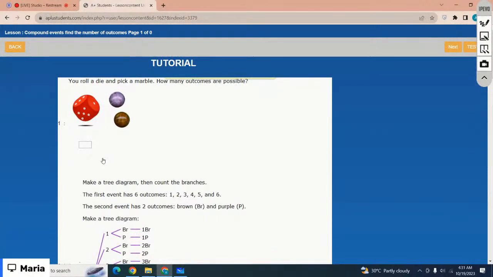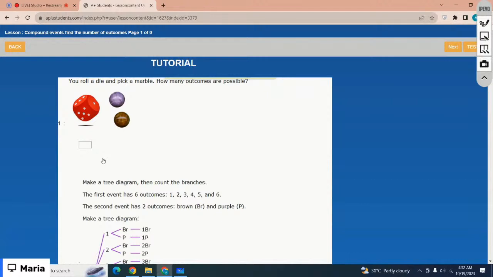You roll a die and pick a marble. How many outcomes are possible? So you have to find the outcomes of the two events together. One of them is a die and the other is two marbles. When you roll a die, you have six possible outcomes: one, two, three, four, five, six. And you have two marbles, purple and brown.